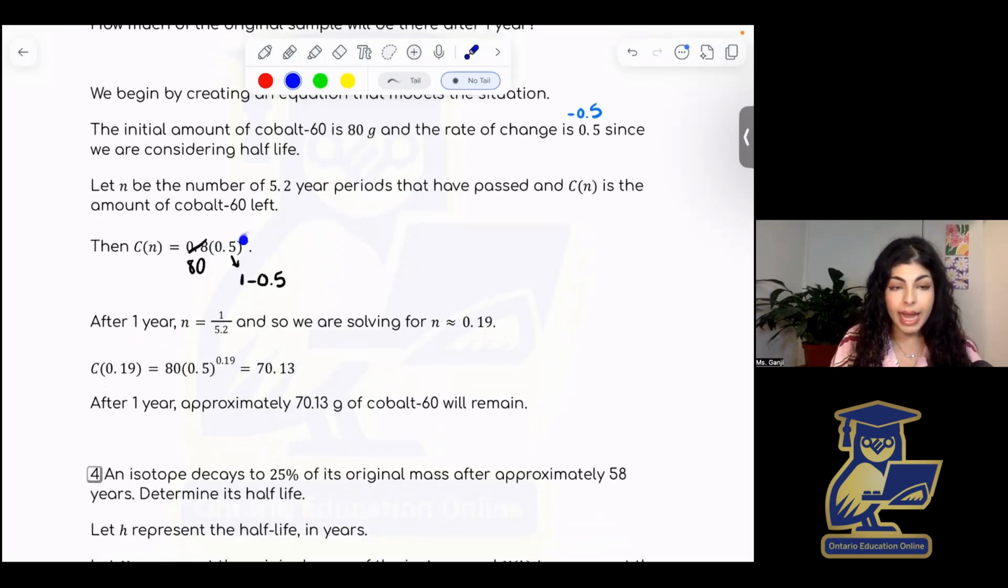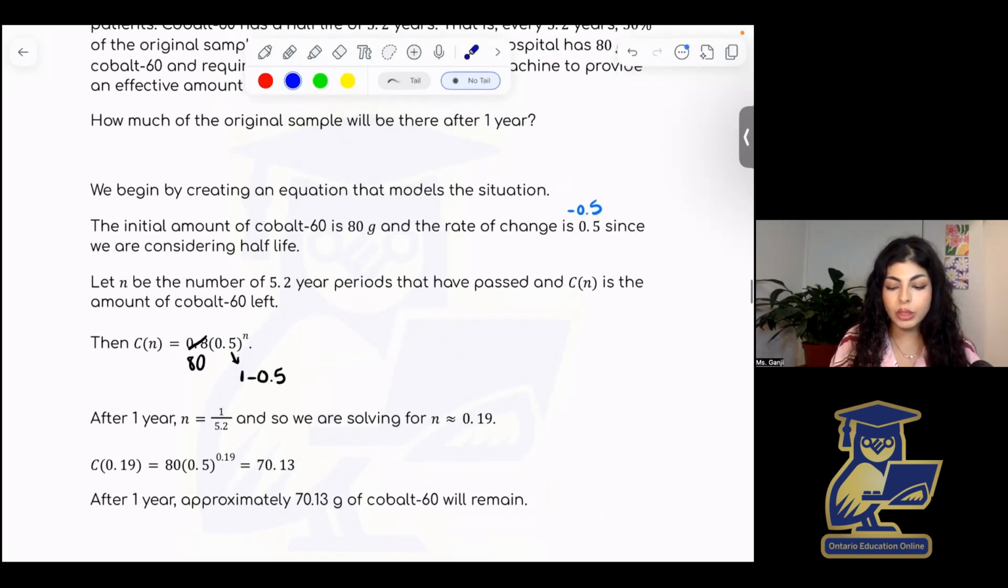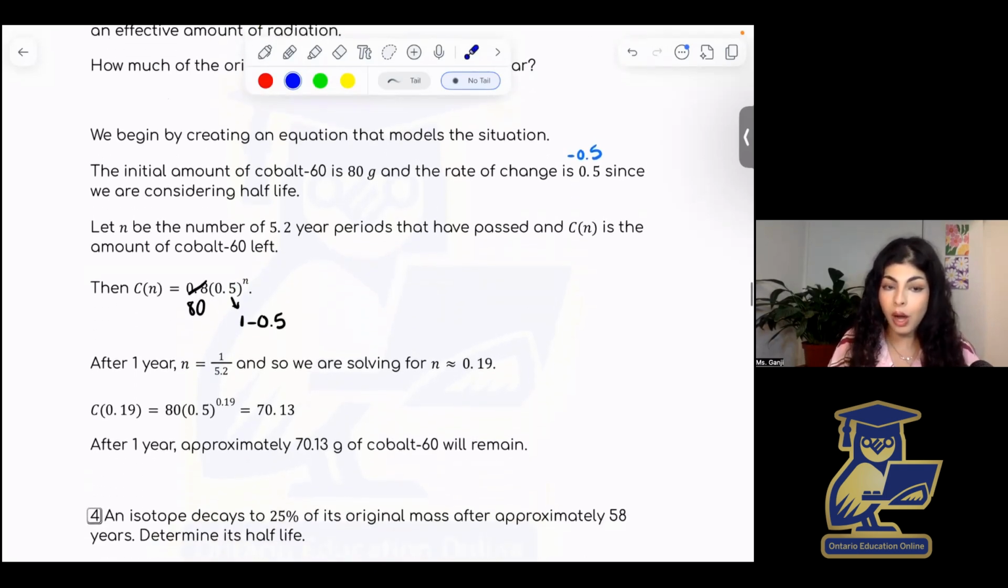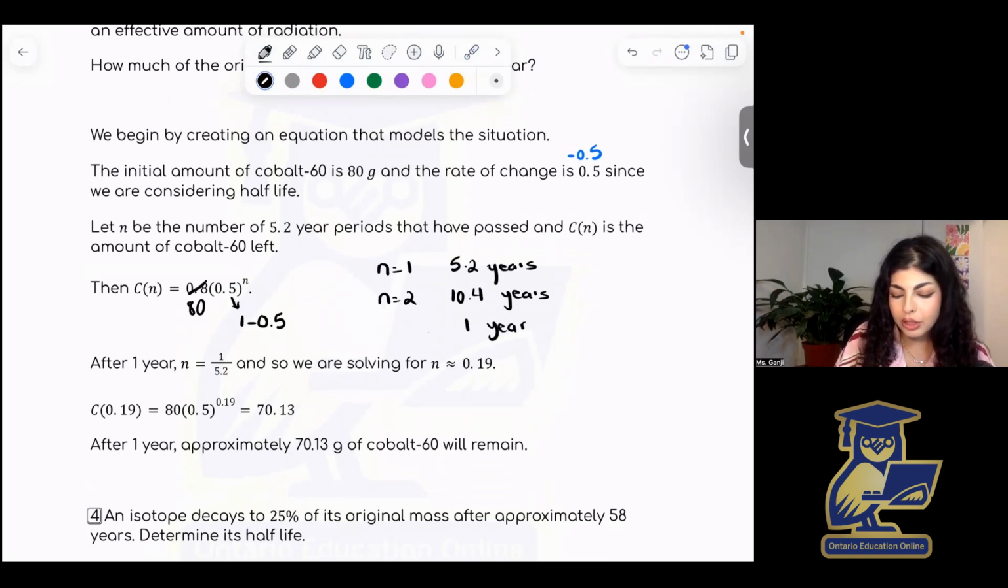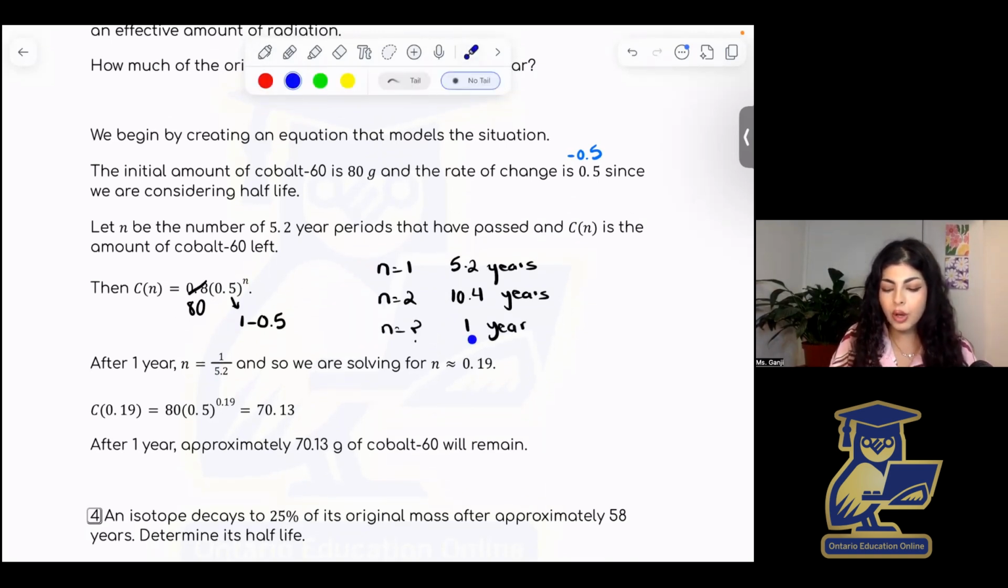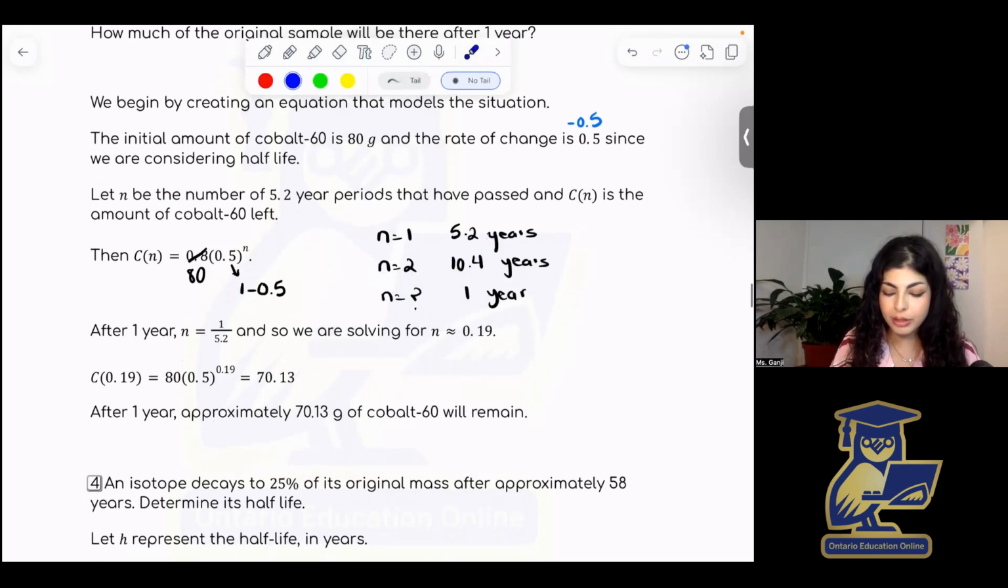Now we want to determine what that n is, because, remember, it's 1 year, so n is not equal to 1. When n is equal to 1, this is 5.2 years. For example, when n would be equal to 2, that's 10.4 years. So when we are looking at 1 year, we have to determine what n is, and you can solve this using what you know with algebra. So n is just 1 divided by 5.2, since it is 1 year of the 5.2 years. So n is approximately 0.19.